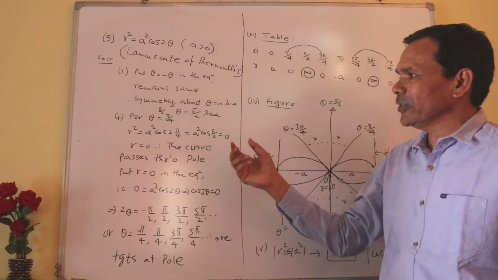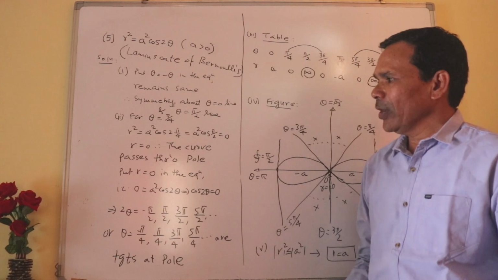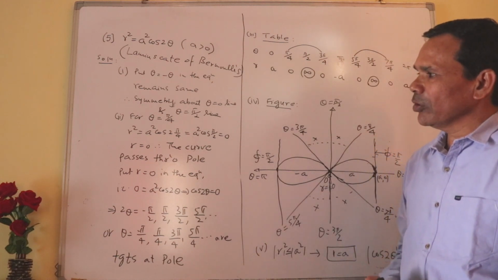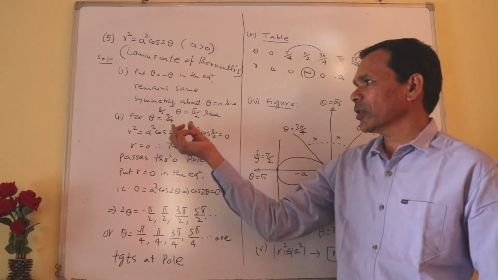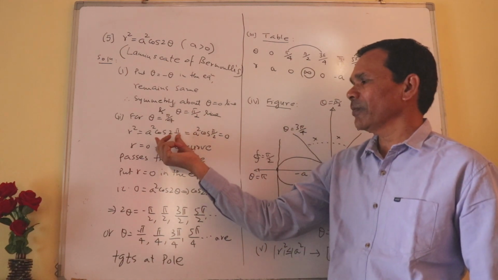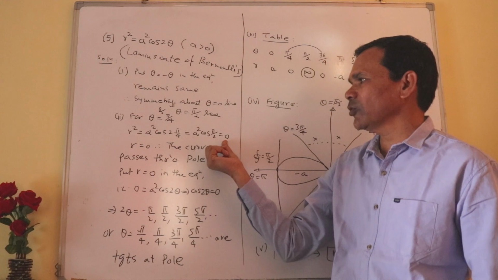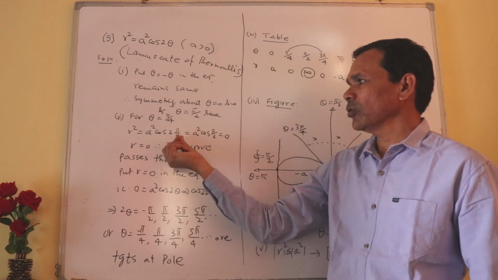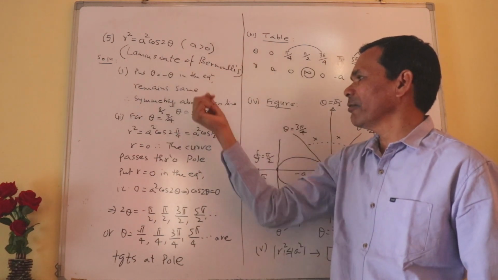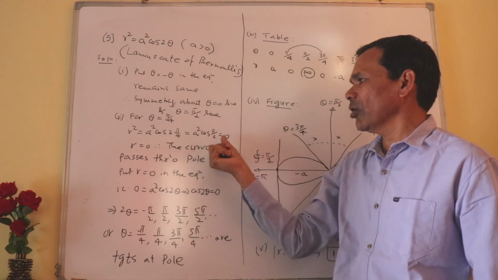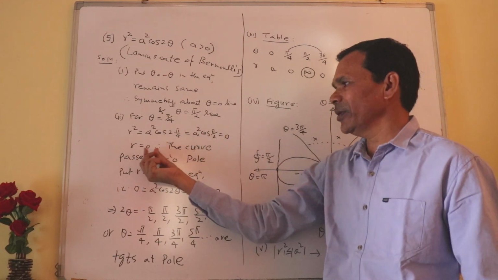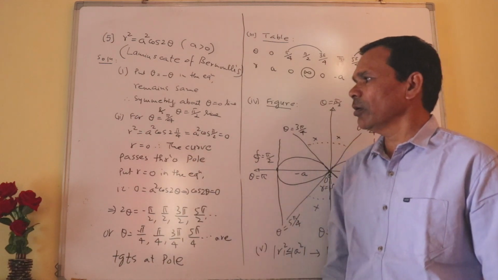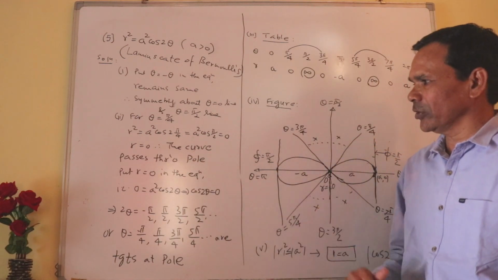Now the next point is pole and tangents at pole. Whether the curve passes through the pole or not, that we have to check out. So theta is equal to pi by 4 is the value for which r becomes 0, if you observe. So pi by 4 I have put in the equation of the curve. So a square cos pi by 2, cos pi by 2 is 0, that's why r square is 0, which means r is equal to 0. So the curve passes through the pole, or the pole lies on the curve.